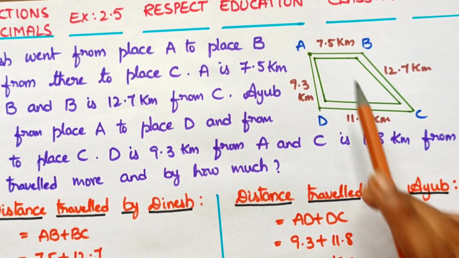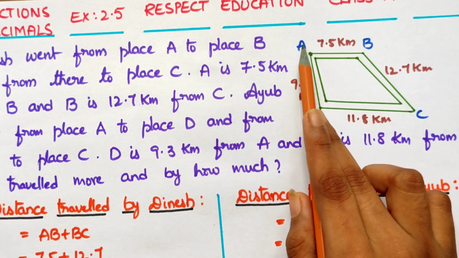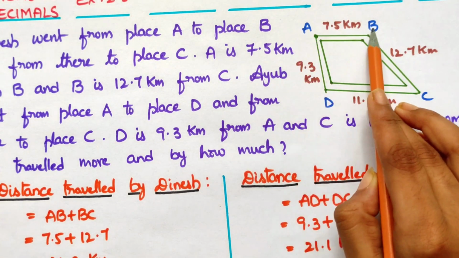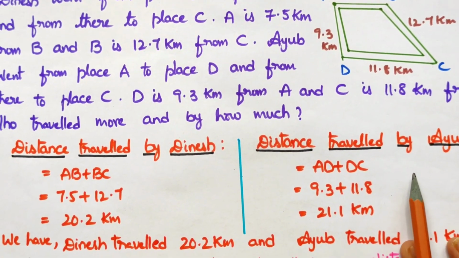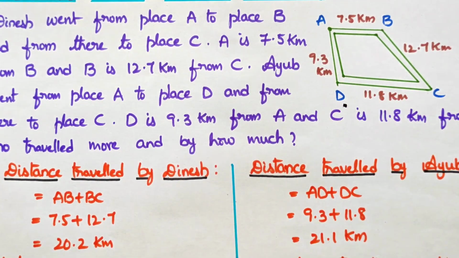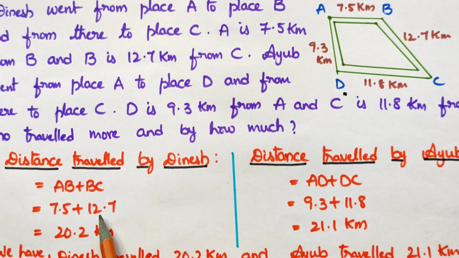Dinesh went from place A to place B, that means AB, and from B to place C, that means BC. So AB plus BC is equal to, AB is 7.5 kilometer plus BC is 12.7 kilometer. Clear? Now 7.5 plus 12.7, clearly 7.5 plus 12.7 is 20.2 kilometer.